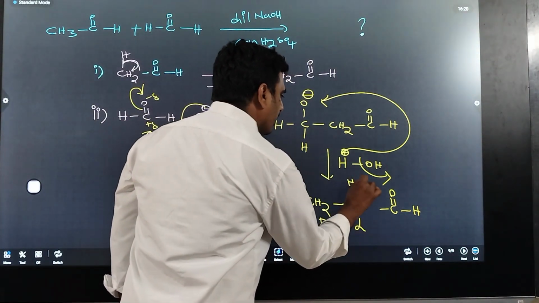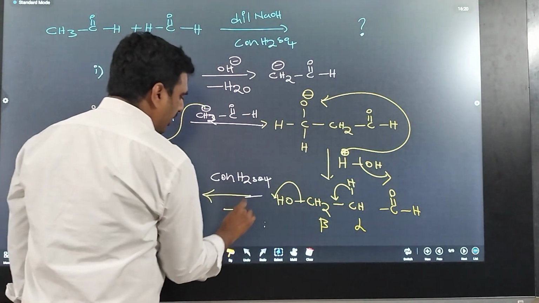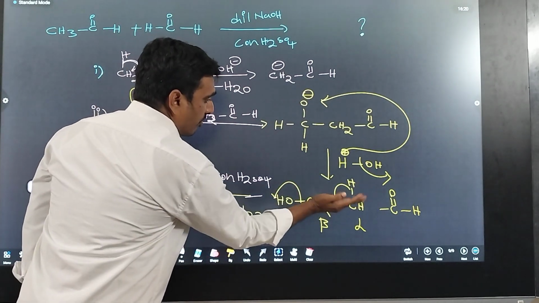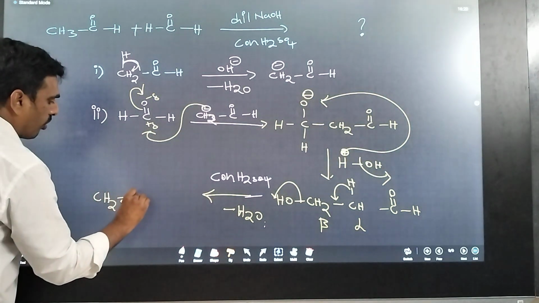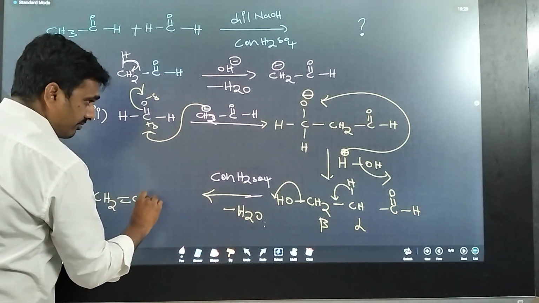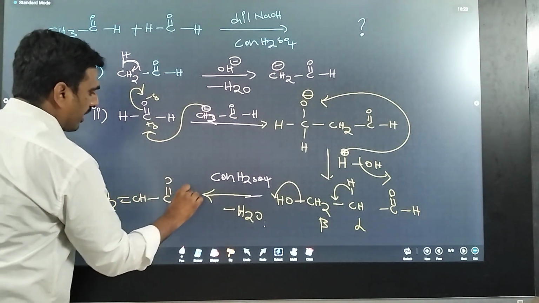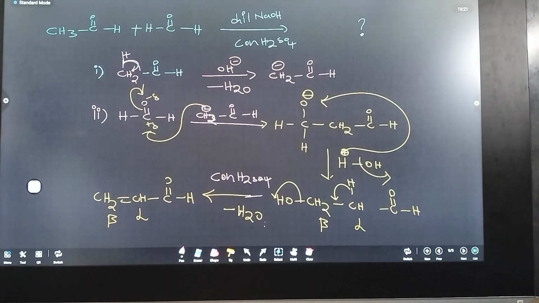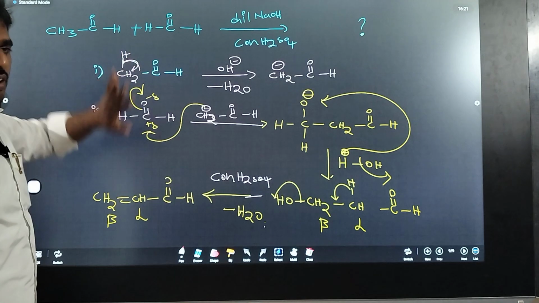CH and H. So here electron displacement to here, OH minus is leaving. H plus and OH minus are eliminated as a water molecule. So we get a double bond formed between these 2 carbon atoms. That's why CH2 double bond CH, then C double bond H. So this is a functional group with an adjacent alpha and beta, so alpha beta unsaturated carbonyl compounds. So this is the Aldol condensation.